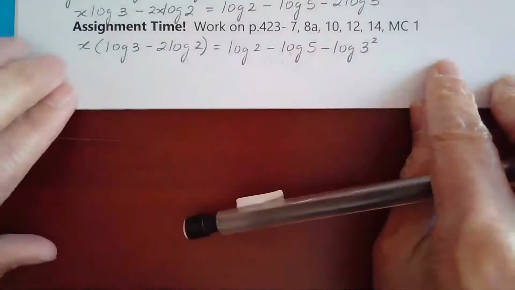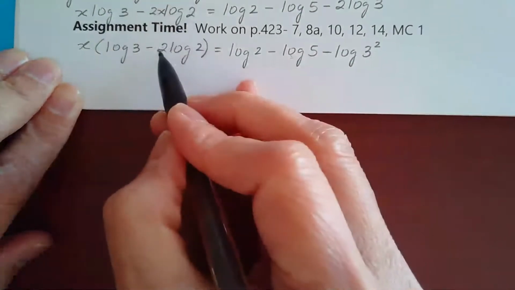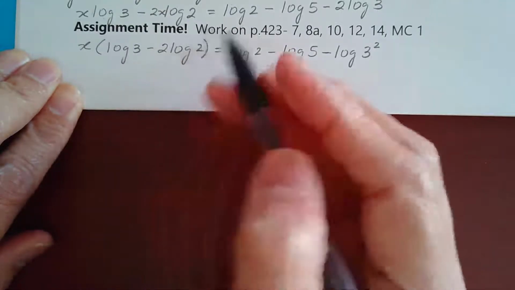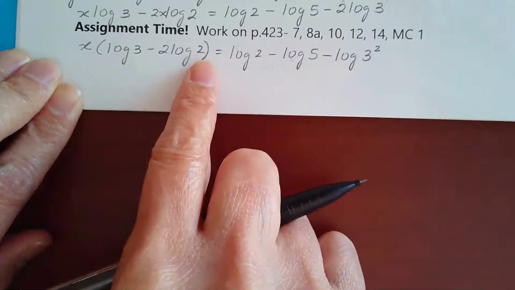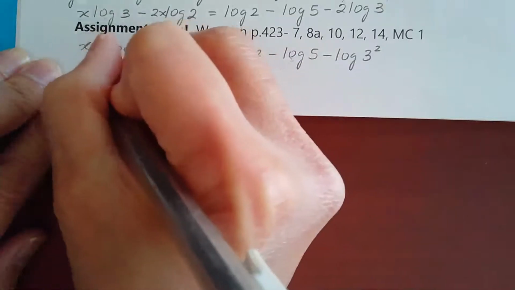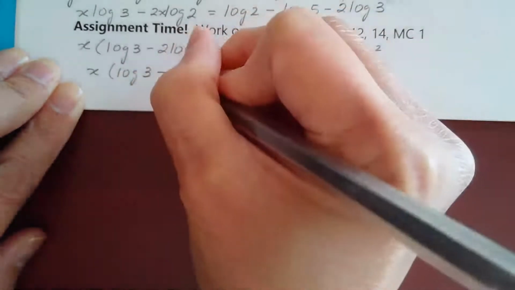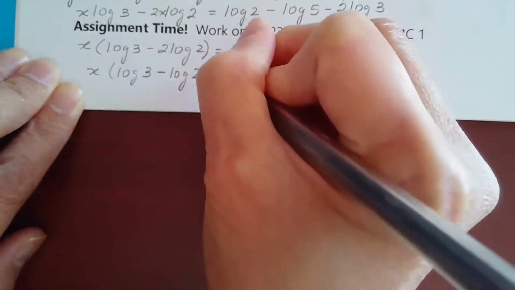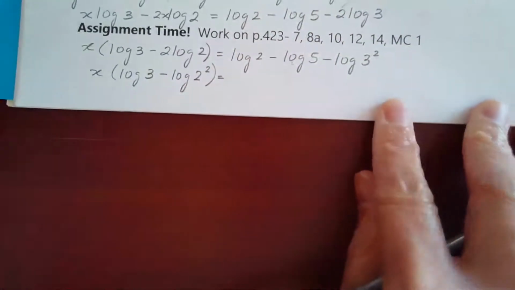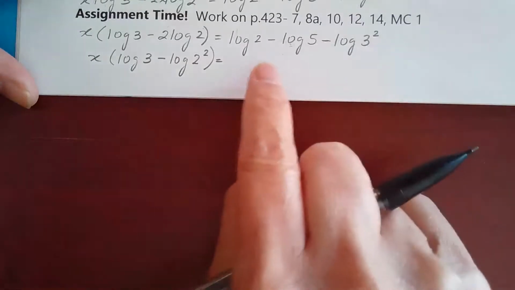Okay, now I'm going to go over here. This 2 will be over there, will become exponent 2. So x log 3 minus log 2 squared. Okay, now I'm doing it one thing at a time.